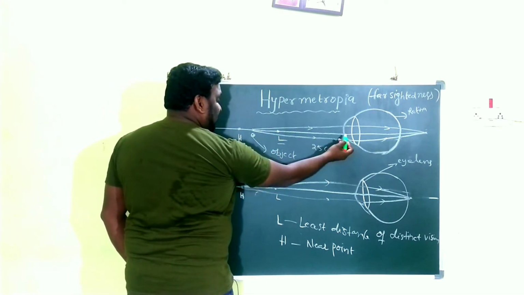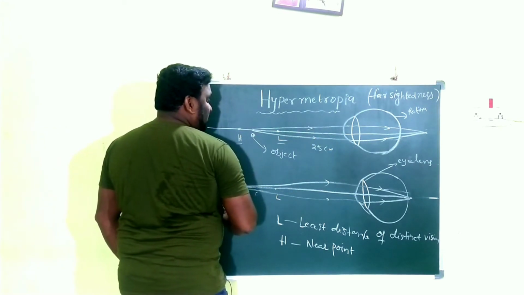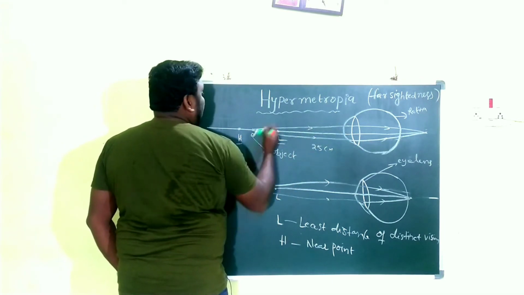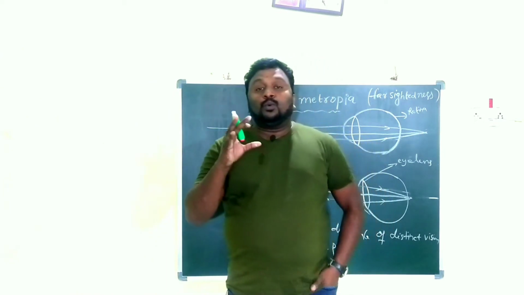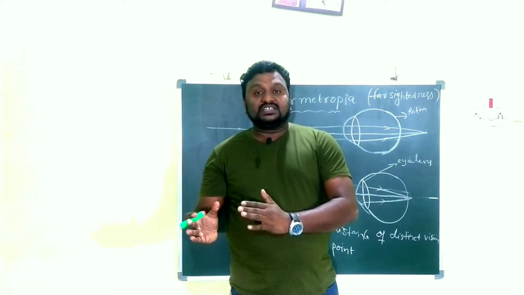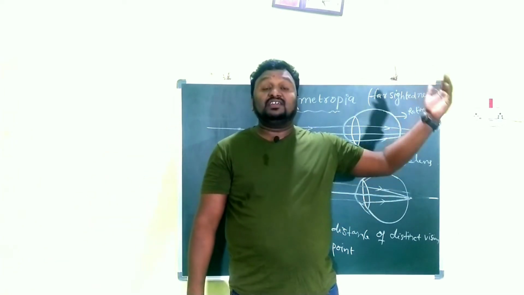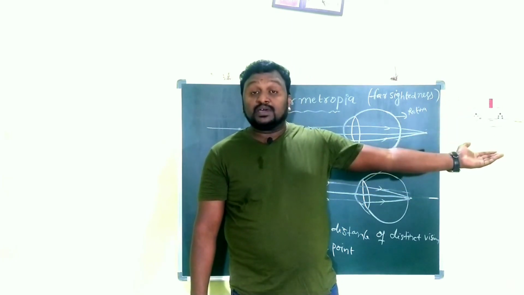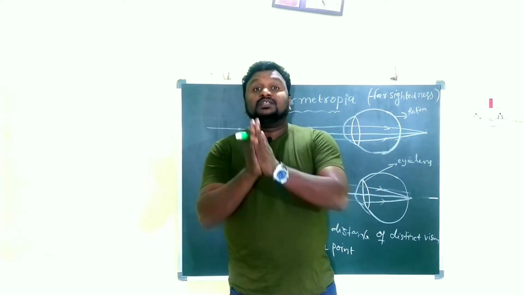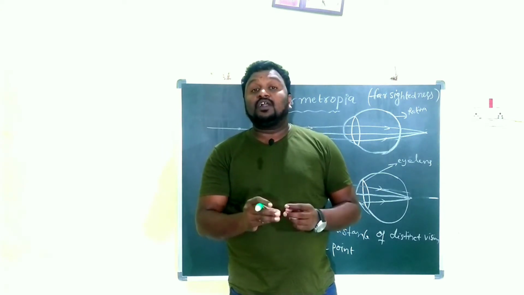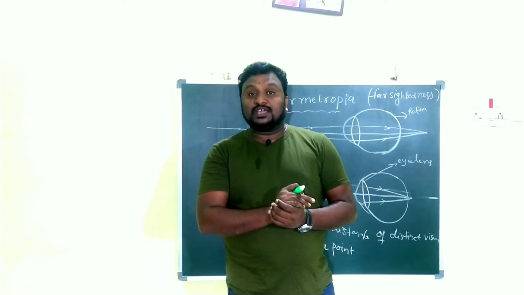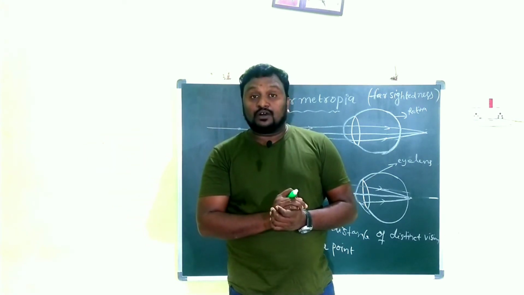Clear? When the object is very near to the eye lens, then the eye lens forms the image behind the retina. That's why the people are unable to see the objects. Clear? The people who are suffering with hypermetropia are unable to see the near object. Why? Because when the near object is there, the eye lens forms the image behind the retina. That's why they are unable to see the near objects. For whichever minimum distance the eye lens can form the image on the retina, that should be called the near point.